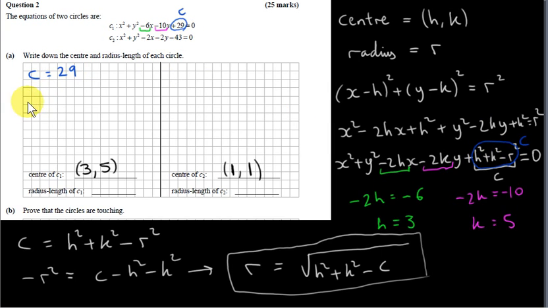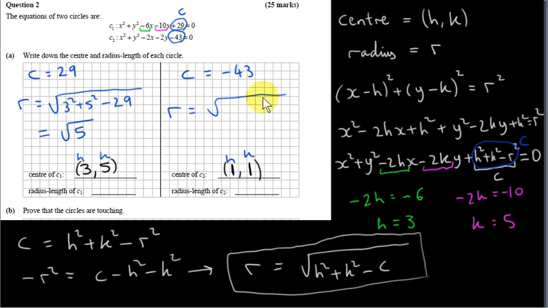So we can now calculate r. We just use this formula. Square root of h squared plus k squared minus c. Well, h is 3, k is 5. So it's 3 squared plus 5 squared minus 29. So the radius is the square root of 5, if you work that out. And of course we do something similar over here. But for this circle, c is minus 43, h is 1, k is 1. So r is the square root of h squared plus k squared minus c. That's minus 43. So this is the square root of 45.